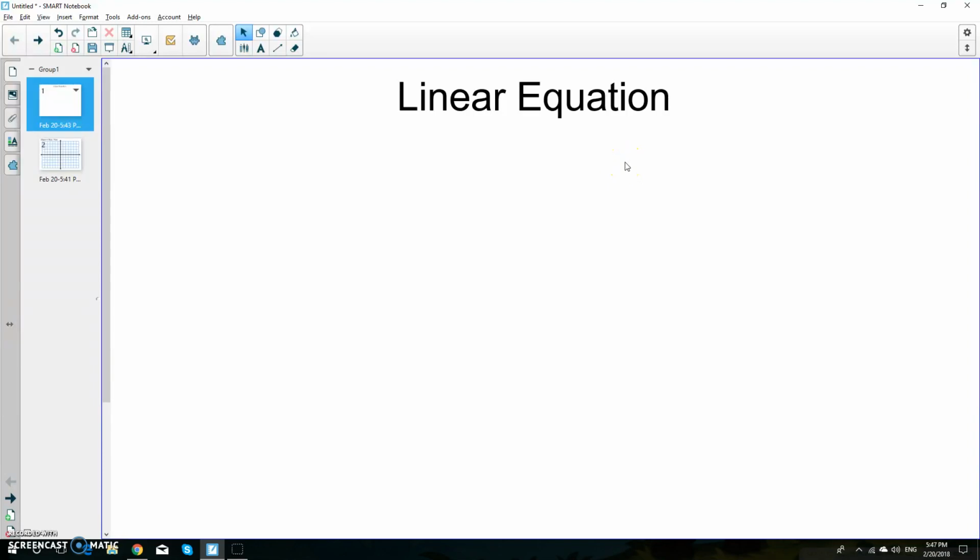Okay, we are back, and this is a very important topic. It's for my Algebra 1 students, it's also for my geometry students. It's linear equations. Linear equation, as the name implies, is going to be a line equation. So it's all about straight lines.